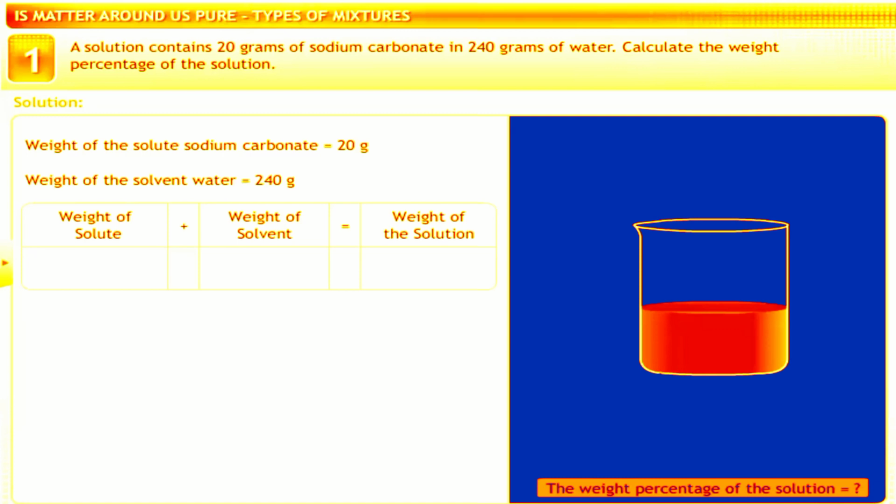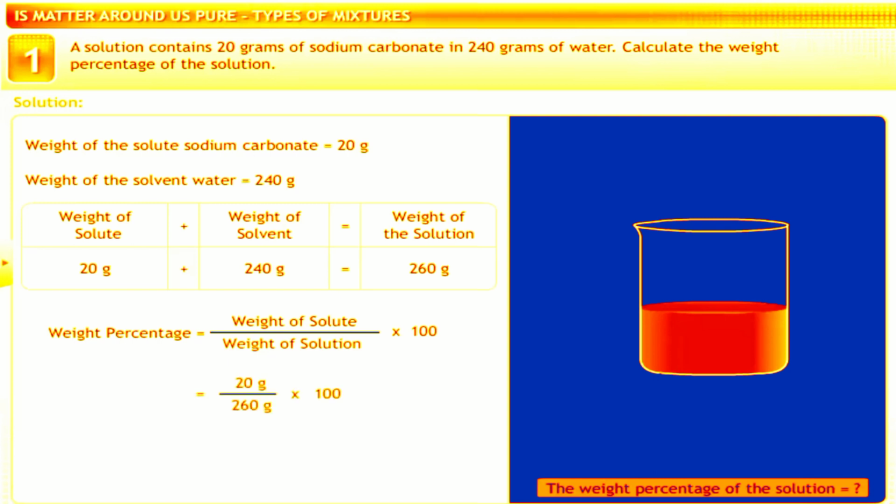Let's use this formula to solve the problem. The weight of the solute is 20 grams, and the weight of the solvent is 240 grams. Therefore, the weight of the solution is equal to 260 grams. We know that weight percentage is equal to the weight of the solute divided by the weight of the solution multiplied by 100. Therefore, we substitute the values of the weights of the solute and the solution in the formula. Hence, the weight percentage of the solution is 8.33%.